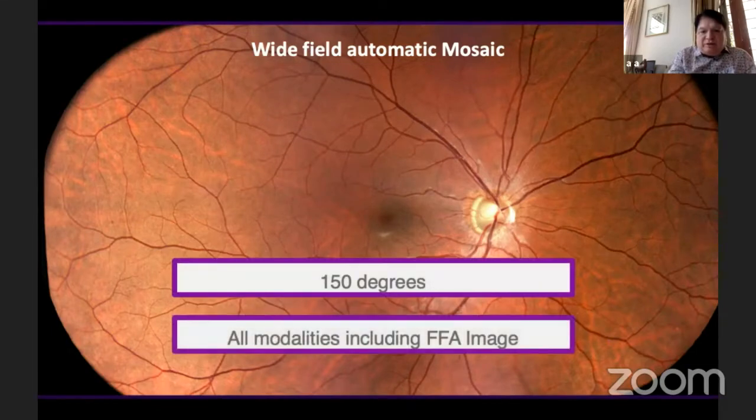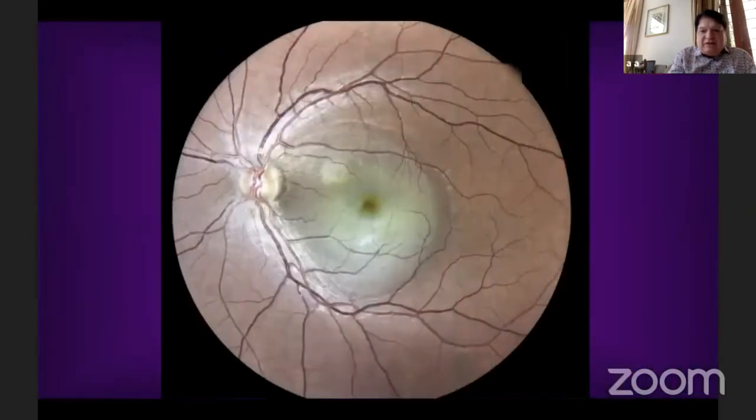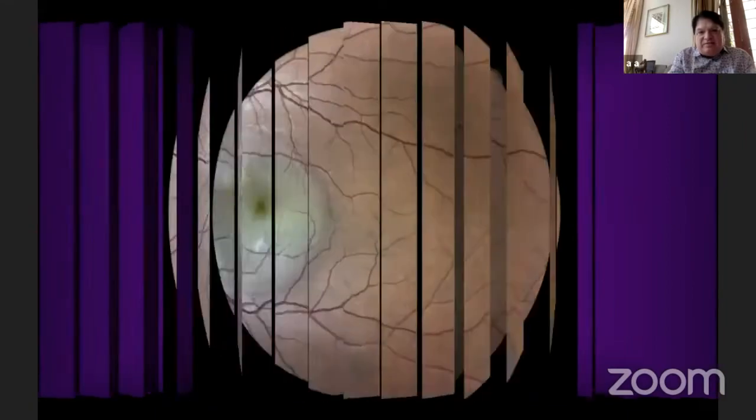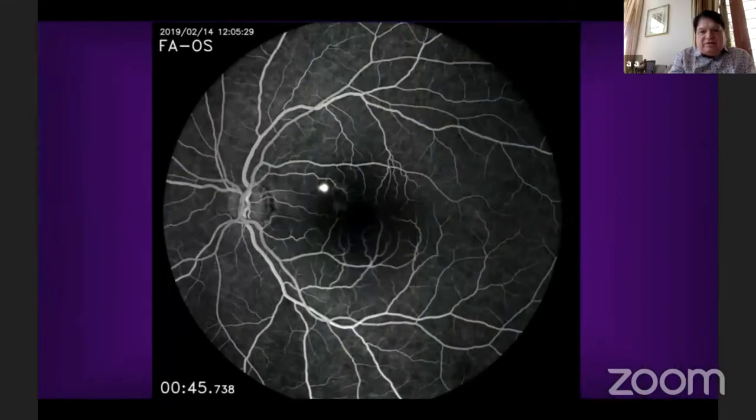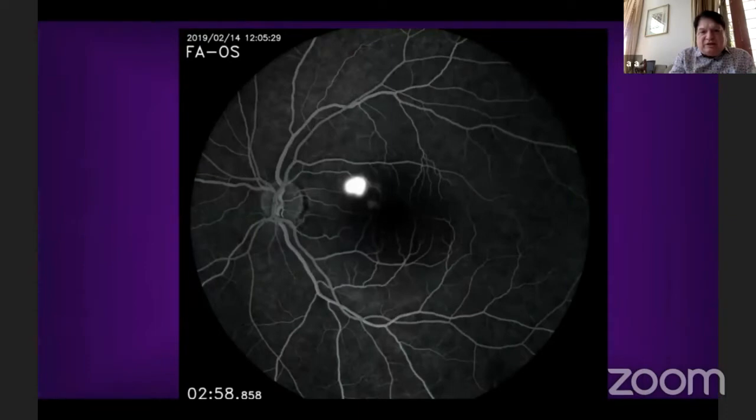All modalities, including FFA image, can be done on this. This is just to show you one video angiogram. Here we see a classic case of a central serous, and you see, this is what we are used to seeing, a dot leakage. Now let me take you through this dot leakage increasing.